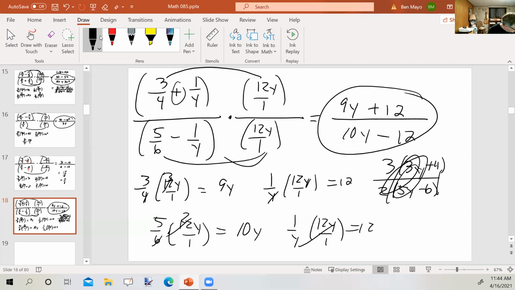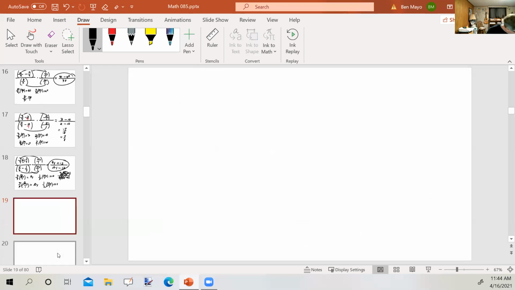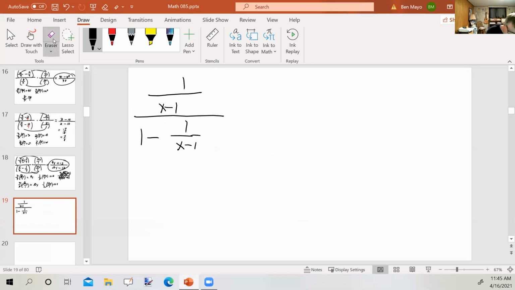Okay, let's see here. 1 divided by x minus 1 all over 1 minus 1 over x minus 1. Just want to make this a little nicer and we'll put it right there in the middle, like that.